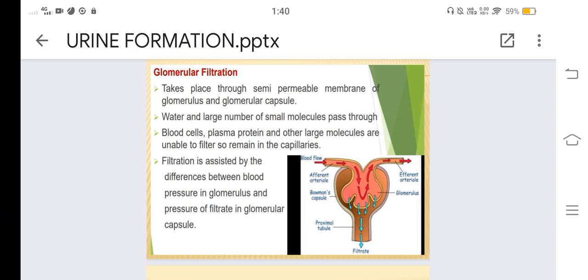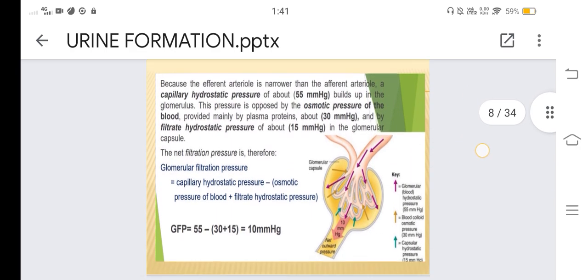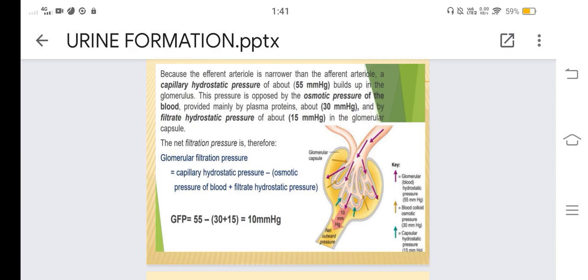Then blood flows into the glomerulus with the help of the afferent arteriole. Then blood flows out of the glomerulus through the efferent arteriole. Here the Bowman's capsule is there, the proximal tubule is there, and filtrate is oozing out into that portion, because the efferent arteriole is narrower than the afferent arteriole.